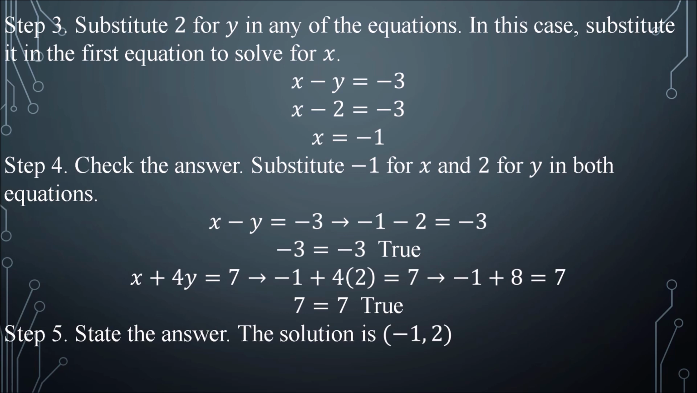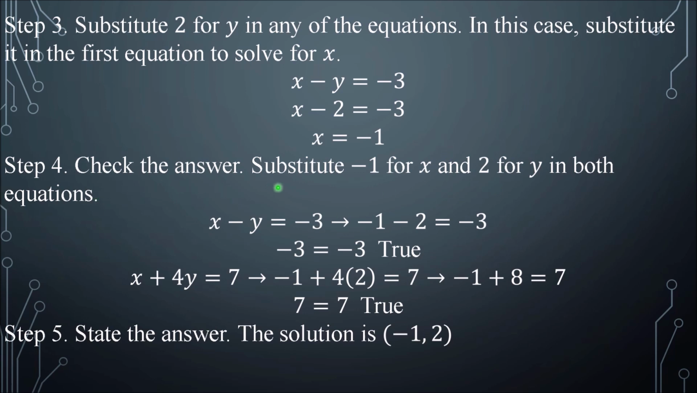Step number 3, substitute 2 for y in any of the equations. In this case, substitute it in the first equation to solve for x. So x minus y equals negative 3. x minus 2, because y is equal to 2, is equal to negative 3. Simplifying that, we have x is equal to negative 1. So therefore, we have the ordered pair negative 1, 2.